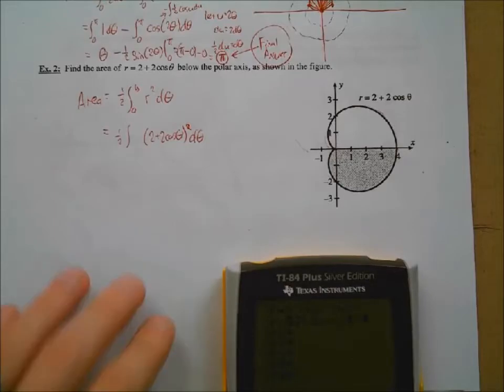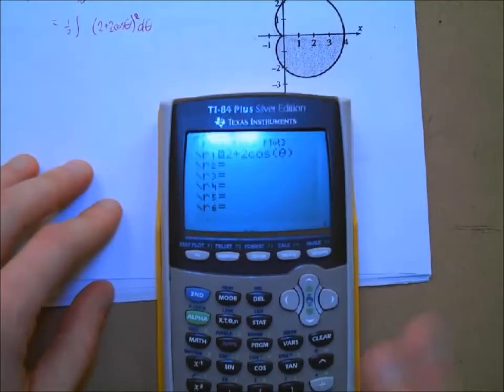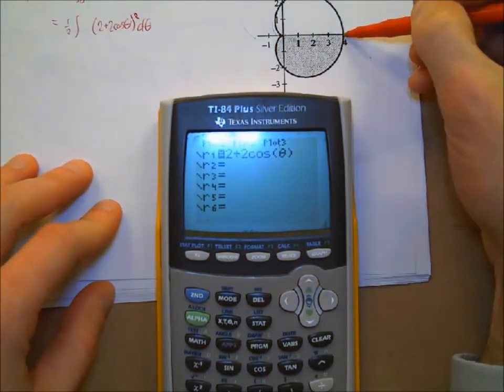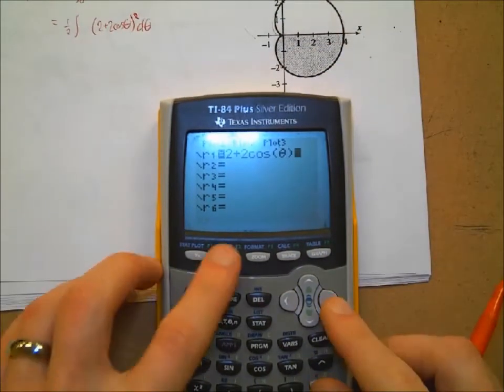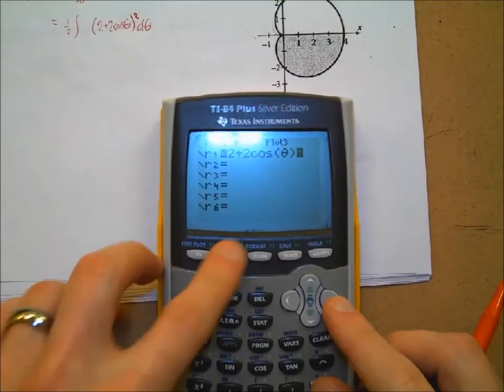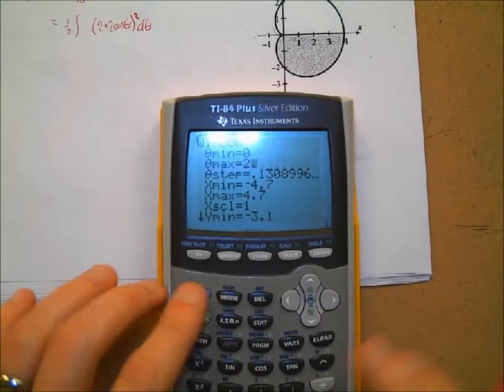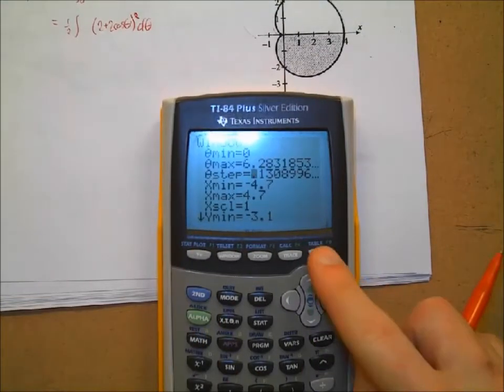Okay, so let's take a look and just confirm that we are correct, that it starts here at 0, then goes around and ends at the 2 pi right there like that. Okay, so let's see here. I'll go to my window here, make sure I'm going from 0 to 2 pi. All right, and then I will graph it.